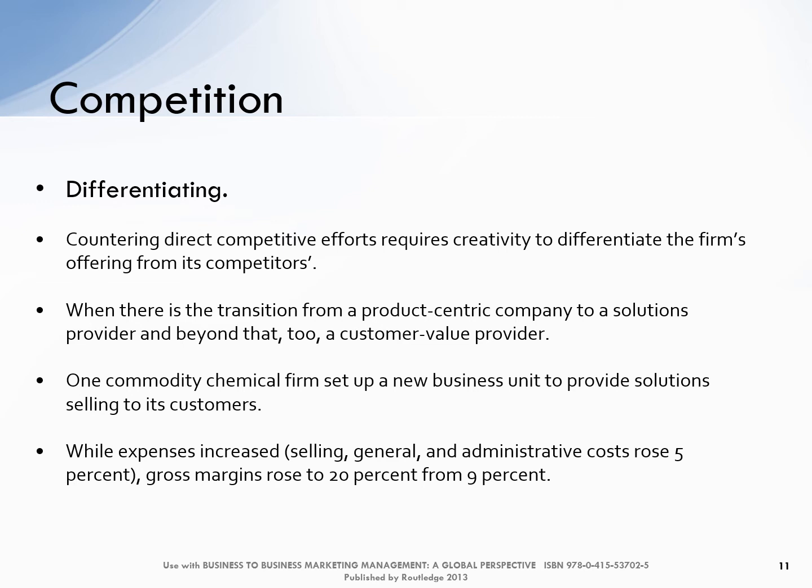Differentiating in competition. Countering direct competitive effects requires creativity to differentiate the firm's offering from its competitors. When there is the transition from a product-centric company to a solutions provider and beyond that to a customer value provider, one commodity chemical firm set up a new business unit to provide solutions selling to its customers. While expenses increased, selling, general and administrative costs rose 5%. Gross margin rose to 20% from 9%.